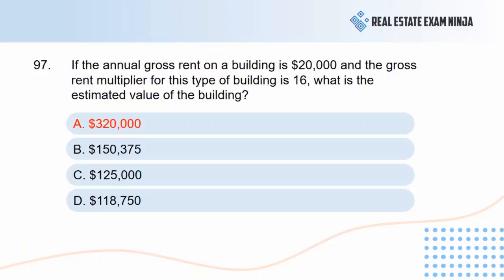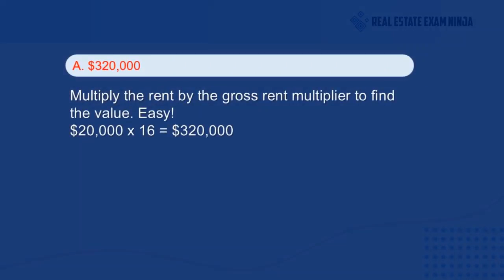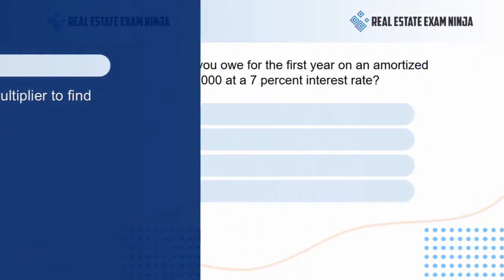The correct answer is A. Multiply the rent by the gross rent multiplier to find the value. Easy. $20,000 multiplied by 16 equals $320,000.